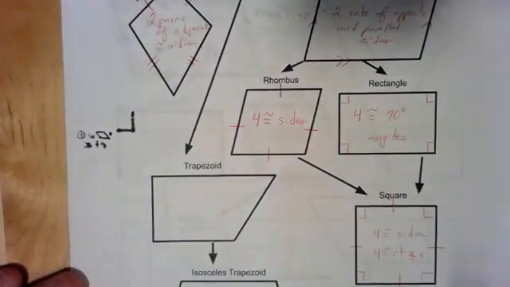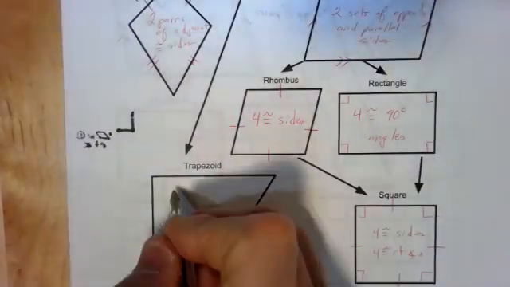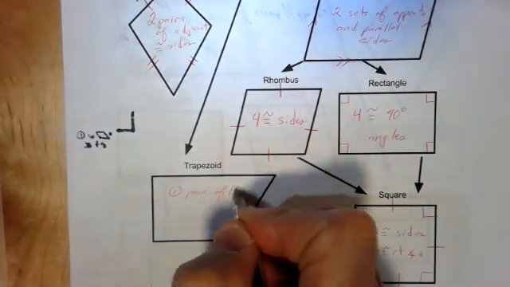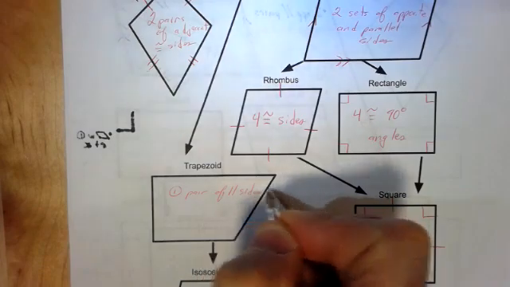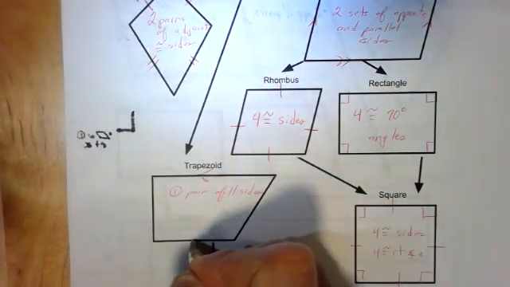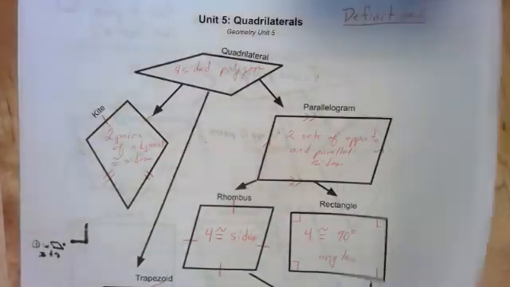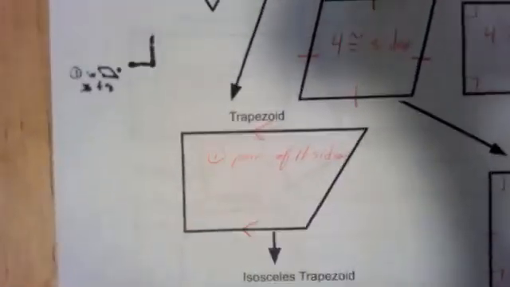A trapezoid, definition of a trapezoid, is one pair of parallel sides. That's it, only one. A parallelogram has two sets of opposite and parallel sides, whereas a trapezoid has exactly one pair of parallel sides. Okay.